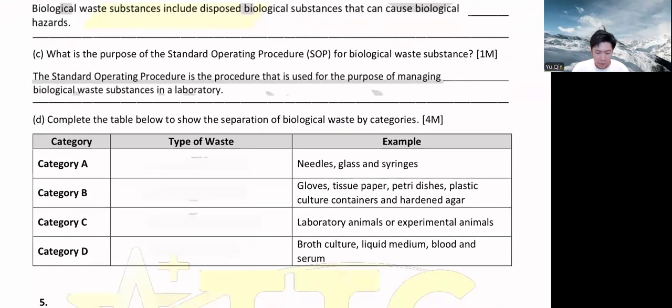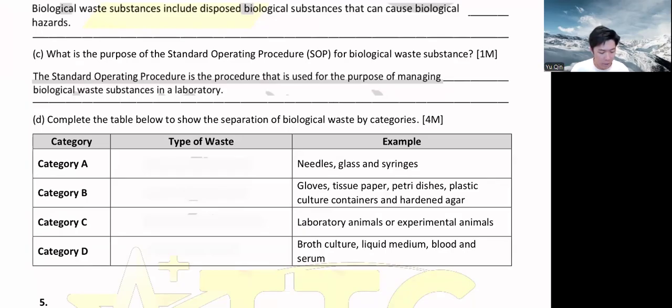Okay, so how can we categorize the A, B, C, and D? The simplest way to memorize is this. To me, category A are sharp waste, because the alphabet A is sharp, at the top, at the tip. That's how I remember, sharp. Then category B are things that are not sharp, because the alphabet B is rounded. And then C is carcasses, so you follow the alphabet C for carcasses. And then D will be liquid. Anything in liquid form, like blood, serum, and whatnot.